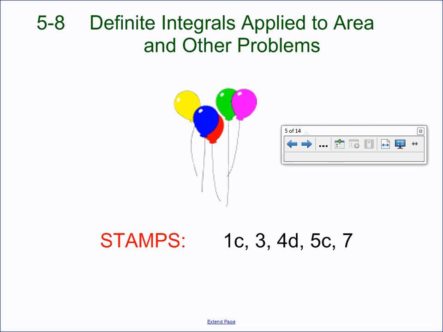And so it's a big activity. In fact, we can earn up to 5 different activity stamps. So take a minute now, and if you circle your stamped eligible items, they include 1C, 3, 4D, 5C, and 7.